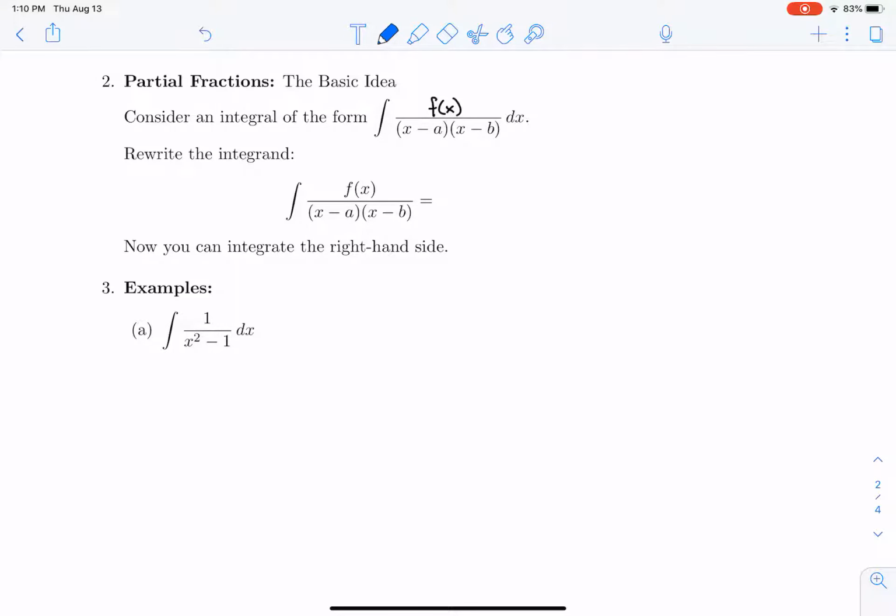Our last integration technique is called partial fractions. And this is for integrals of functions of the form f of x over x minus a times x minus b. And really, this isn't an integration technique at all. It's more of an algebra technique. The idea here is to see if we can rewrite the integrand as some quantity A over x minus a plus another quantity B over x minus b.